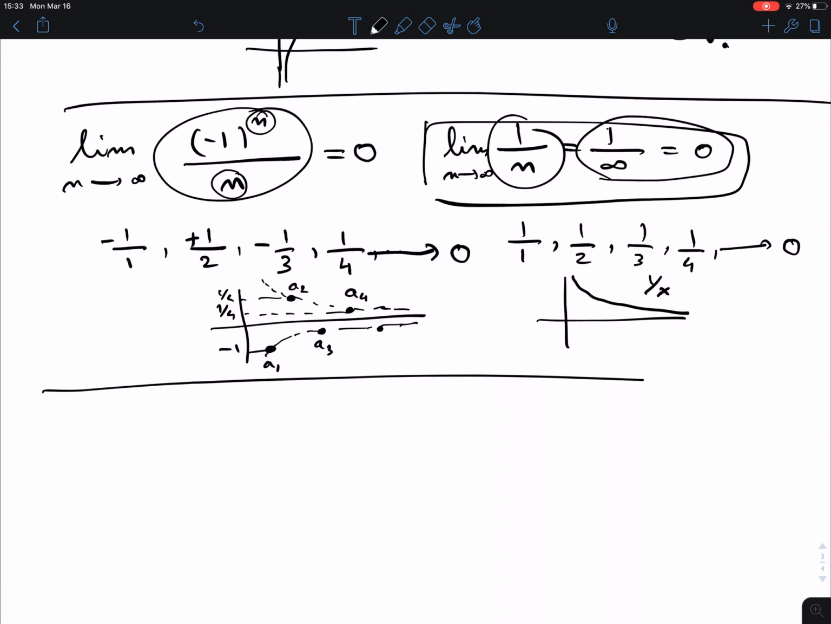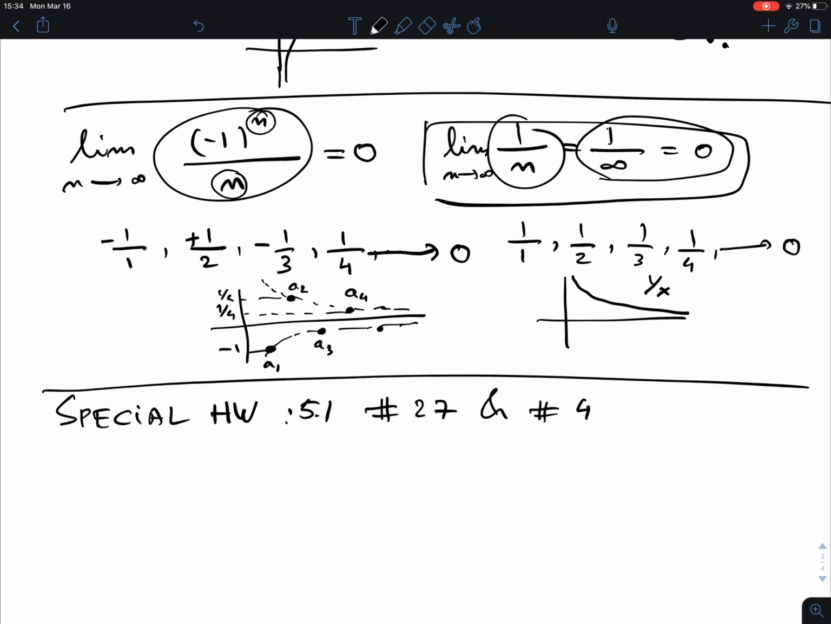And so the two homework problems, the special homework problems, let me call them that, are number 27. This is all from 5.1. So 5.1, 27, and number 46. But I'll put this in the comments.